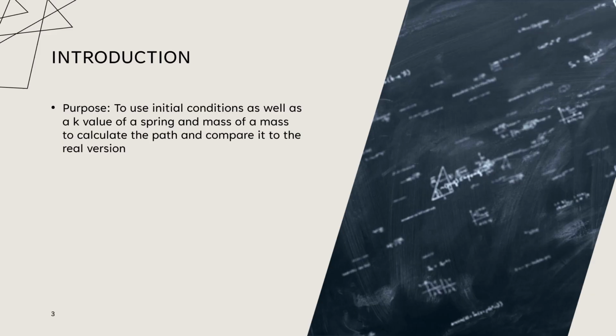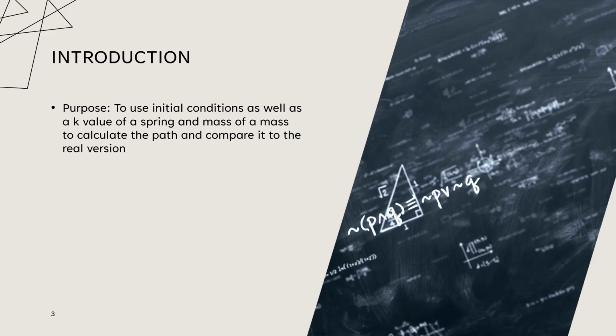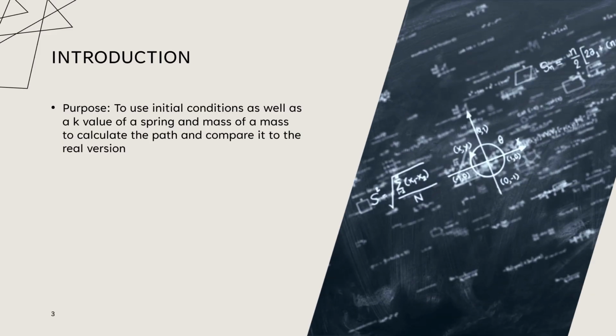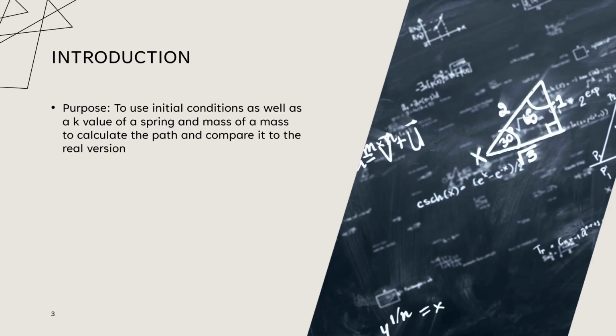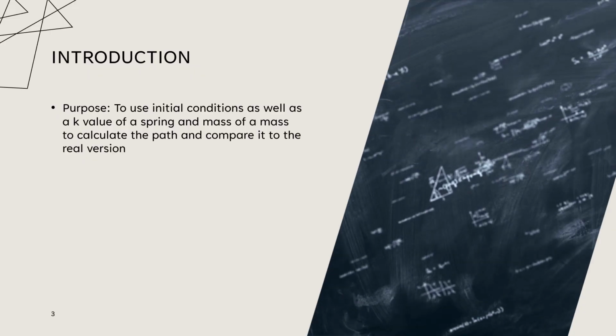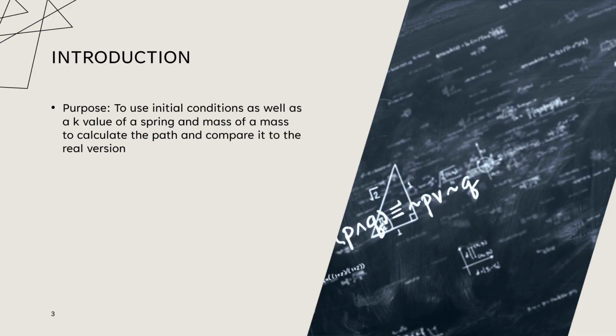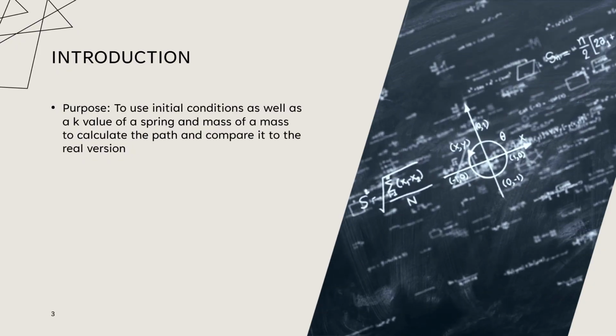Quick intro. Using the given initial conditions, such as the K value of the spring and the mass, we want to calculate the path and compare it to the real version. And that's the purpose of this lab.